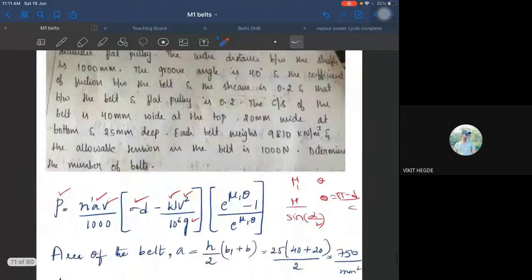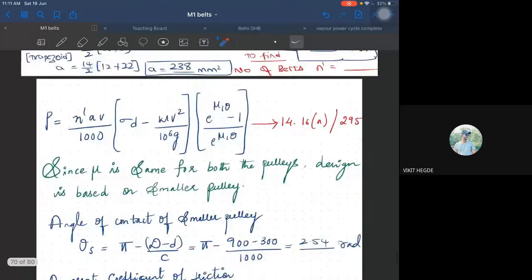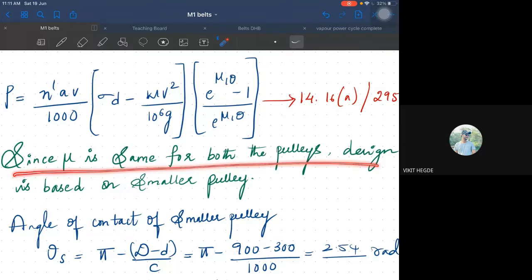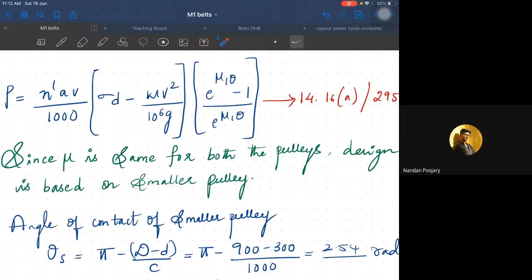So please do observe, take the previous problem for instance. See this line, what you have written, I have been stressing on this every time. What is written there? Can anyone just read it? Hrithik, Sanil, Nandan. Since mu is same for both the pulleys, design is based on smaller pulley. So since mu is same for both the pulleys, then you are considering the smaller pulley.